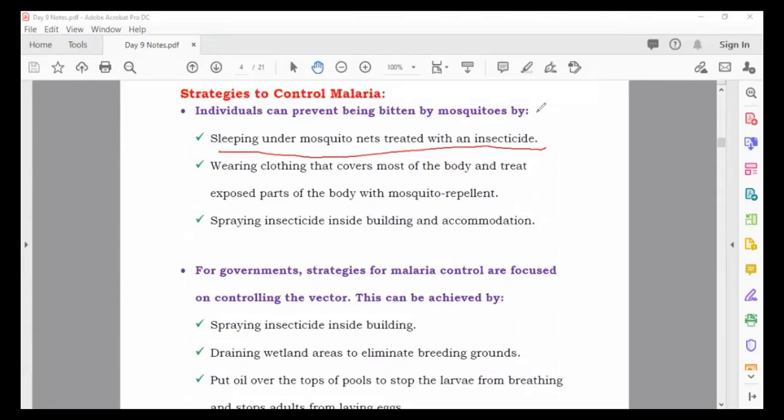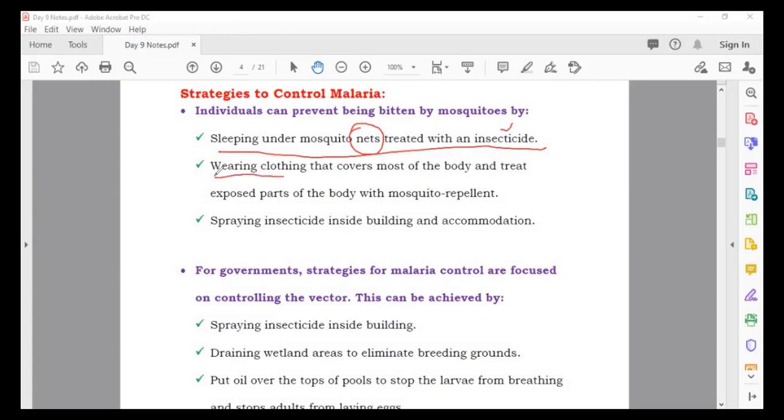You're saying that whenever you are sleeping outside especially, you should use the mosquito nets. They are used to stop the mosquitoes from entering your bed. And sometimes people use some insecticides, like some creams are available, some sprays are available, which are used to kill the mosquitoes.